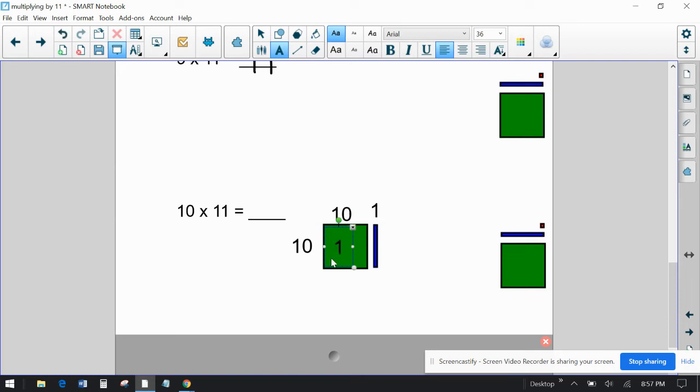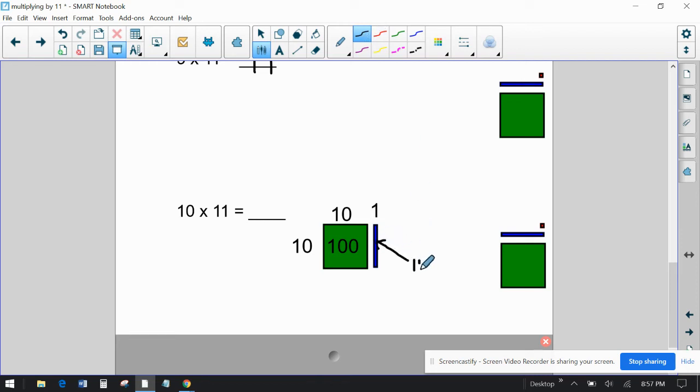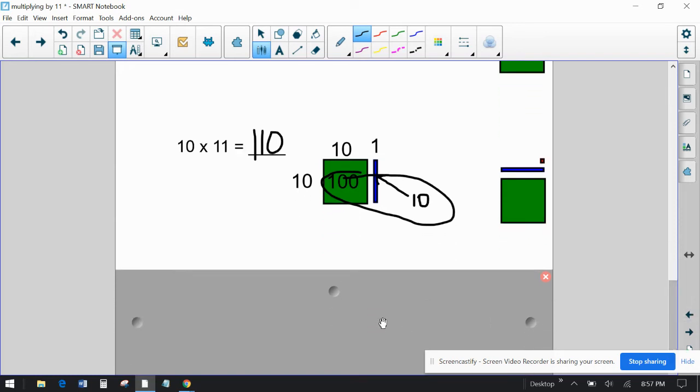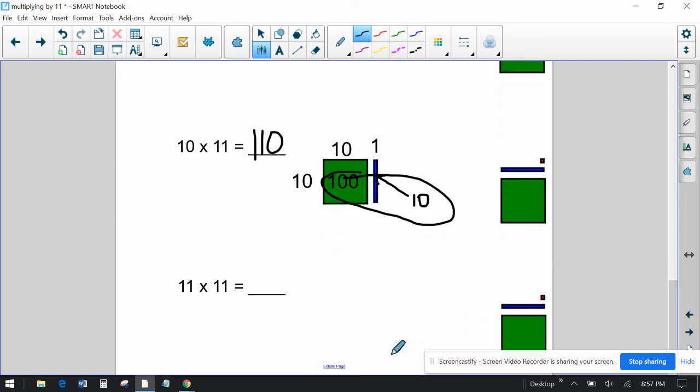And the answer to this, if we multiplied 10 times 11, well, we have 100 when we do the 10 times the 10, and then for the rest, the 10 times the 1 is worth a 10 also right here. So it's 110. Now, if you knew the tens trick, you already knew it's basically 11 and a 0, right? So let's do one more here.